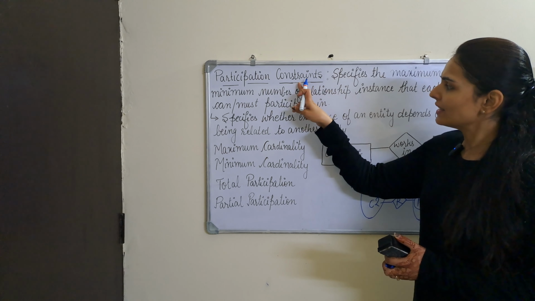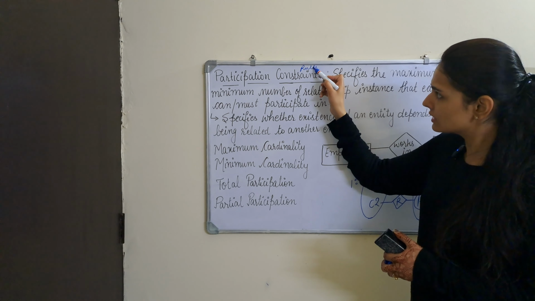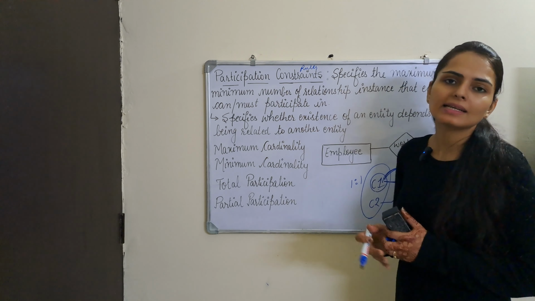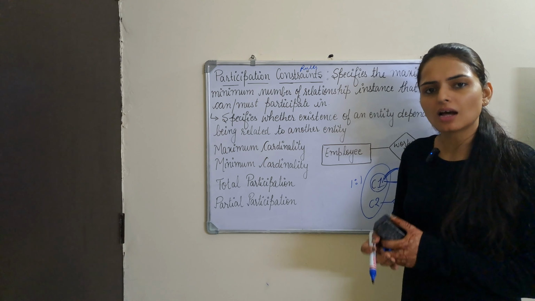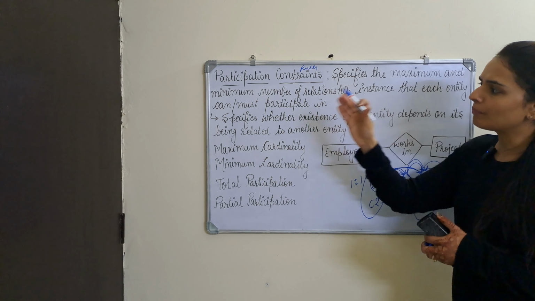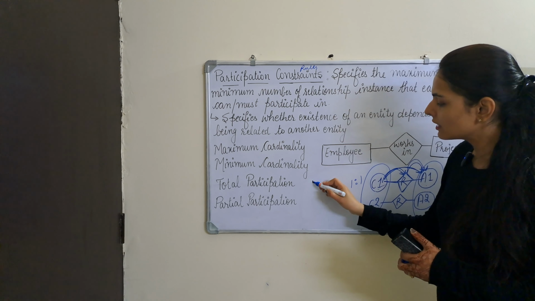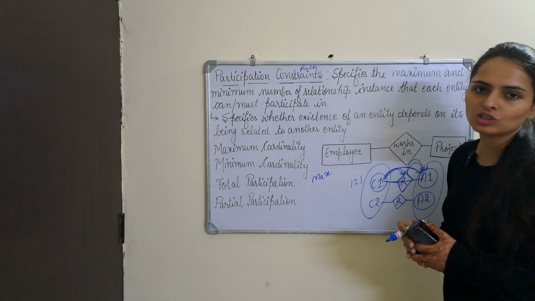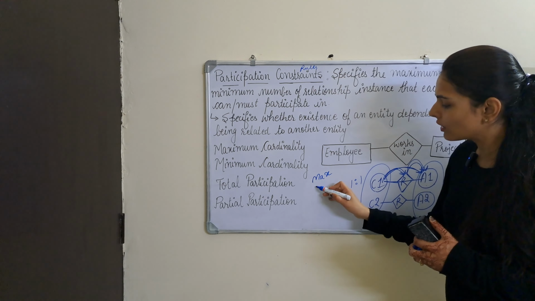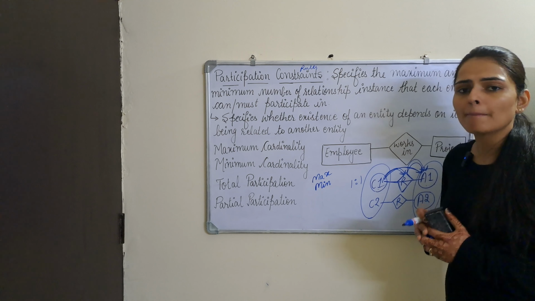Now, constraints means rules, right? So basically the rules that we apply over participation make up the participation constraints. Let's understand what kind of rule. The participation constraints are, sometimes we define what is the maximum number of relations in which an entity can participate, or what is the minimum number of relations in which an entity can participate.